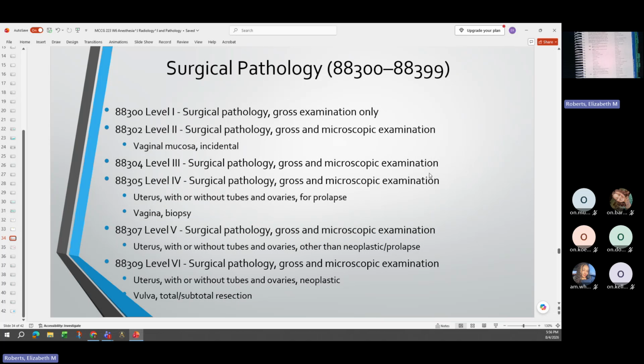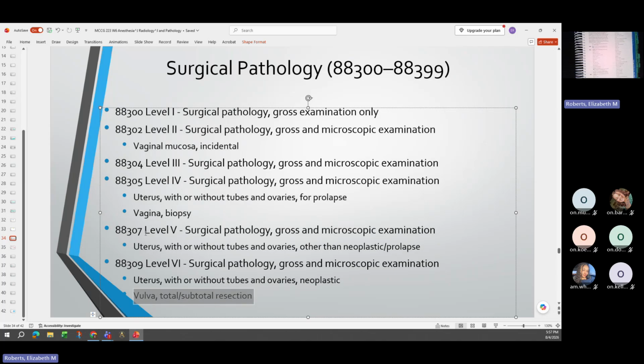What I will say here is just be careful whenever you're coding for surgical pathology to make sure that you code for it correctly. In the real world, the pathologist is going to know exactly what level they performed, but in the book, sometimes you're going to find the same anatomical location or same body part listed in multiple different levels, right? So just be really careful. Like 88032, you're going to find vaginal mucosa. 88034, you've got vagina biopsy. 88039, you've got total subtotal resection of the vulva, right?